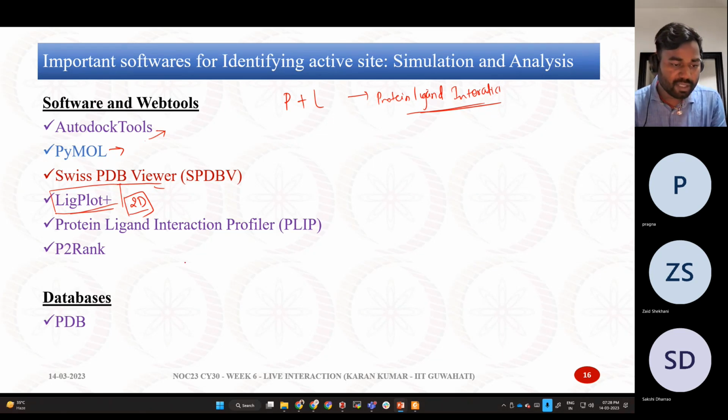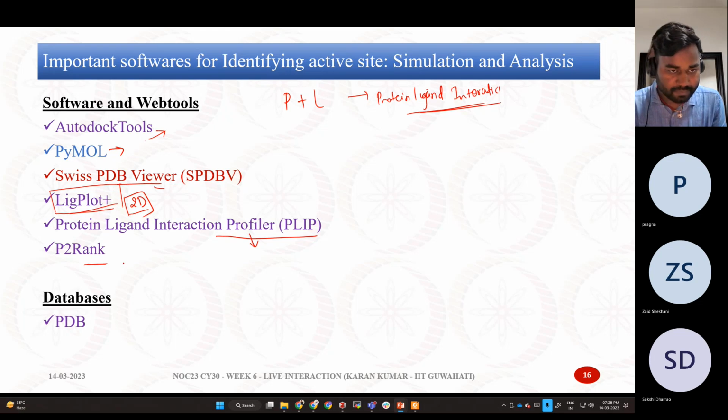Then another software which you can use is PLIP, the Protein Ligand Interaction Profiler. This will profile all kinds of interactions, like hydrogen bonding distance, and which particular atom of the ligand is binding with which particular amino acid atom. Then P2Rank is used for identifying the binding pocket in a particular protein chain.